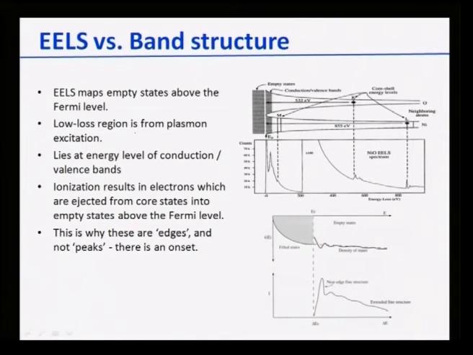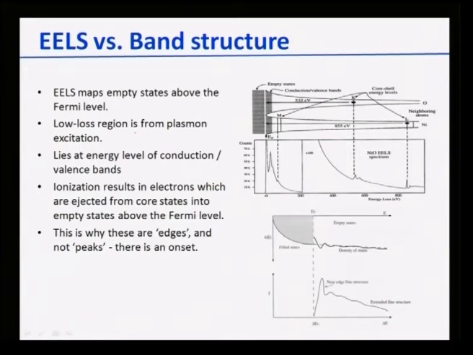It is basically electrons which are ejected from the core levels, like the K element I just discussed, by the incident electron. They can scatter only into available states, and thus the energy imparted by the incident electrons for these transitions will reflect the density of states. It is as simple as that. So ionization results in electrons which are ejected from the core states into the empty states above the Fermi level, and when that happens we can get information about the band structure.